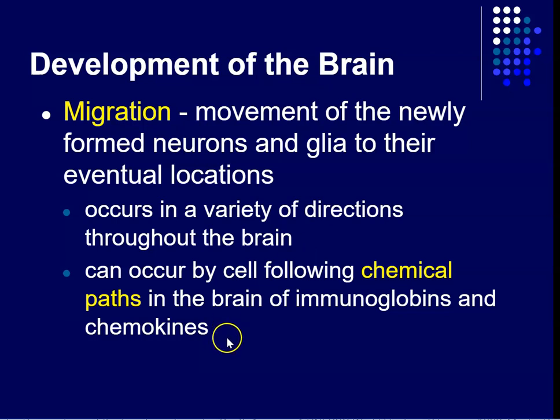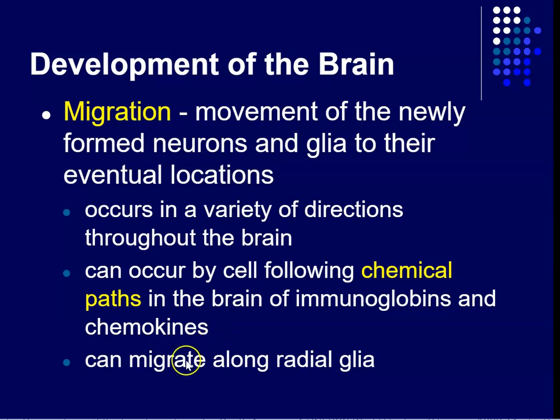This migration can occur in a couple of different ways. One way is by the cell following chemical paths in the brain, paths of proteins called immunoglobulins and chemokines. These are signaling molecules, kind of like hormones, but more like local hormones that tell developing neurons where to go and to some degree tell them what kind of cells to become.